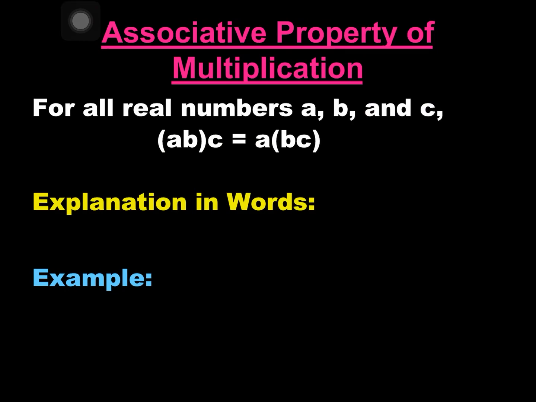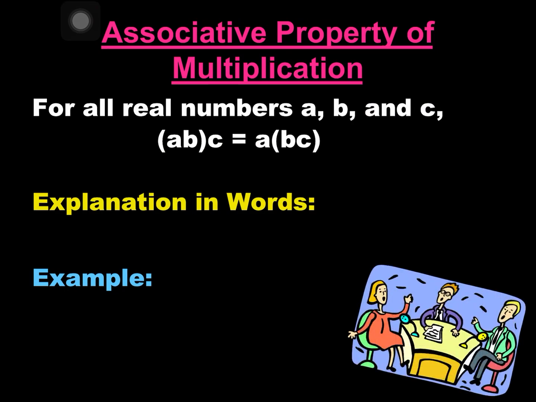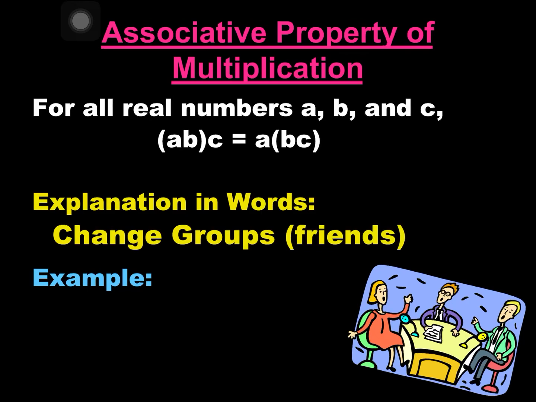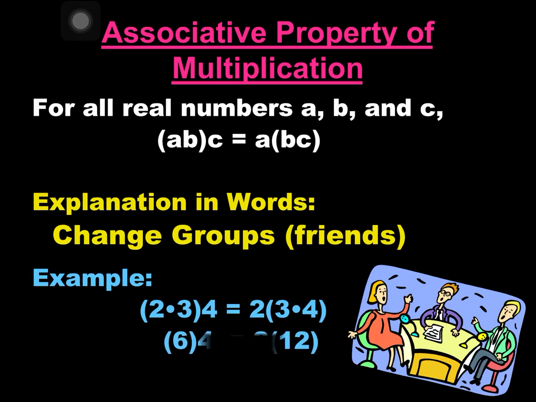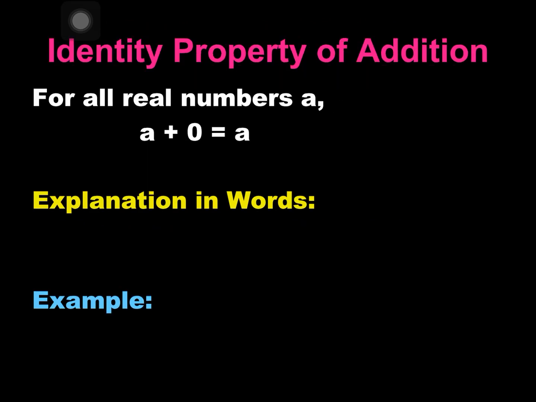There is also the associative property for multiplication, meaning you can also change your groups with multiplication. In this case, on the left, we have 2 times 3, then times 4. And on the right, we have 2 times the quantity of 3 times 4. So you would multiply the 3 and the 4 first. On the left, you'd end up with 6 times 4, which is 24. And on the right, you have 2 times 12, which is also 24. So those are our first 2, commutative and associative property, both of which have 2.